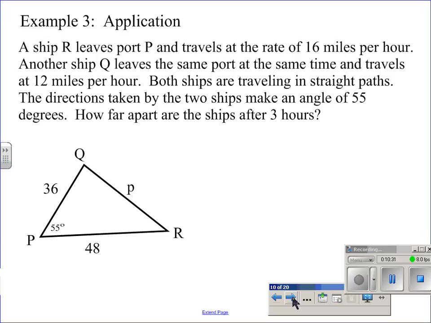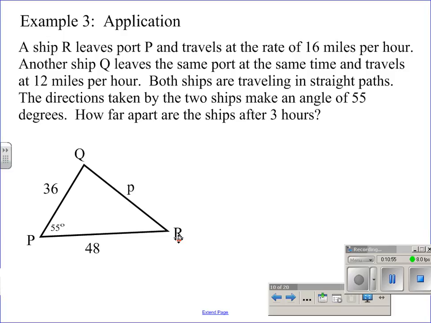Okay, here we have an application problem, and this time you notice that we're given side angle side information. And so you've got a ship R. Okay, here's our ship R. And it's going to be leaving the port P, and it's going to travel at a rate of 16 miles per hour. And then another ship Q is going to leave the same port at the same time, and it's going to travel at 12 miles per hour.